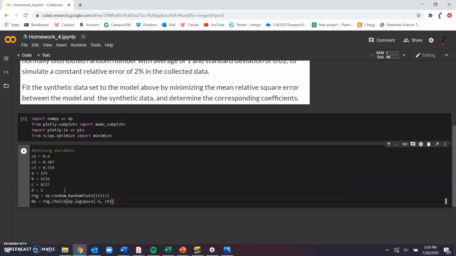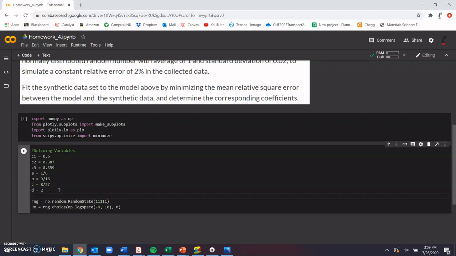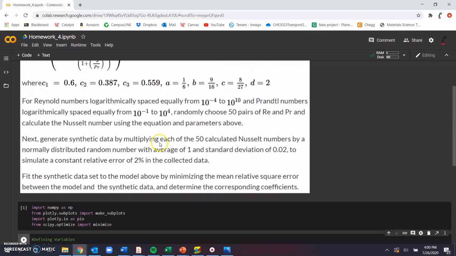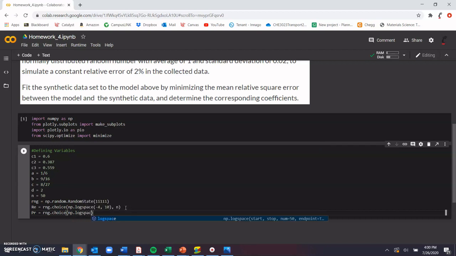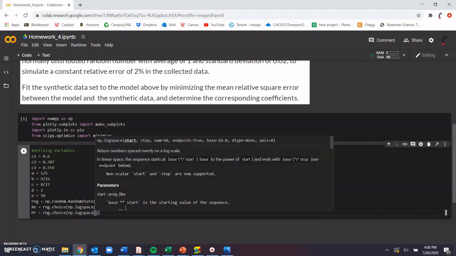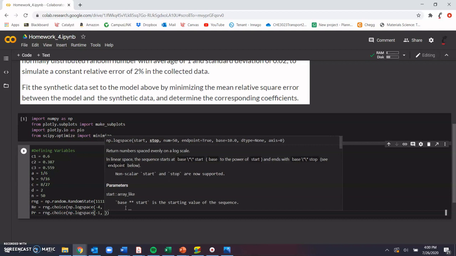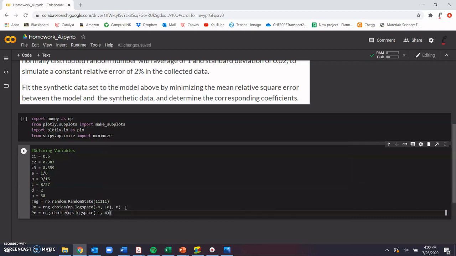and we'll do that to n values. Oops, I gotta put that in too. So n we'll say is equal to 50 since we want 50 pairs. So we essentially just want 50 values for both the Prandtl and the Reynolds number. And then for our Prandtl number, we will do essentially the same thing that we just did for the Reynolds number, except we'll go from 10 to the negative 1 to 10 to the 4th, and that'll also be n values.